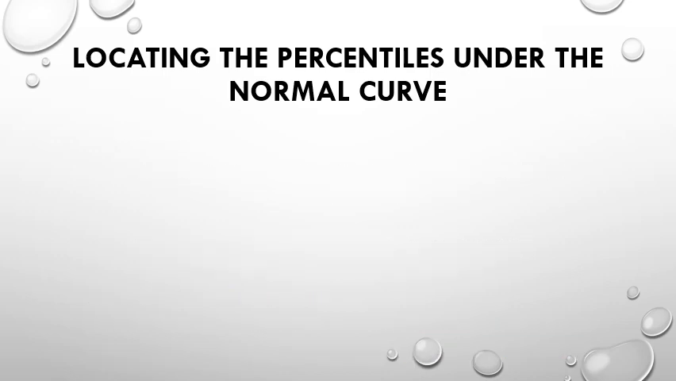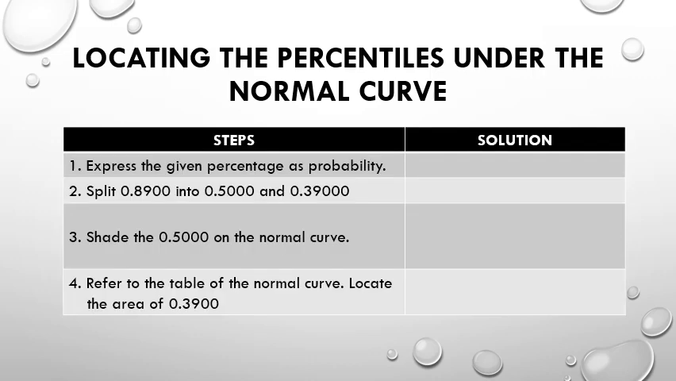So, next atong buhaton is we will locate the 89th percentile under the normal curve. So, there are steps to follow in locating the percentiles under the normal curve. So, I have here the steps. First, express the given percentile as probability. So, the 89% is the same as 0.8900. So, giunsa na siya kuha, ma'am. So, this is simply converting percentile to decimal or percentage to decimal.